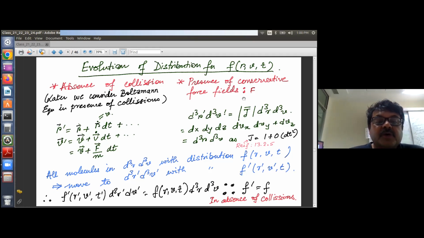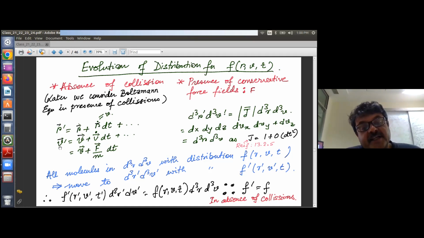And what we are doing is a Taylor expansion of the position. dt is small, but much larger than the collision times. So r' at a different point in time is the position at time t plus r dot times dt, if you like. So we're doing a Taylor expansion in dt, and this r dot is v, and we are ignoring higher order terms, right? So dt is small enough that we ignore higher order terms.